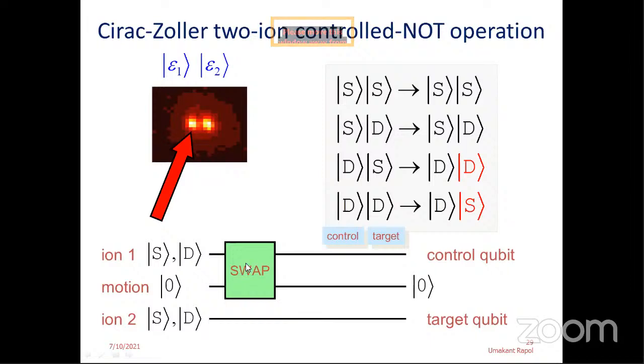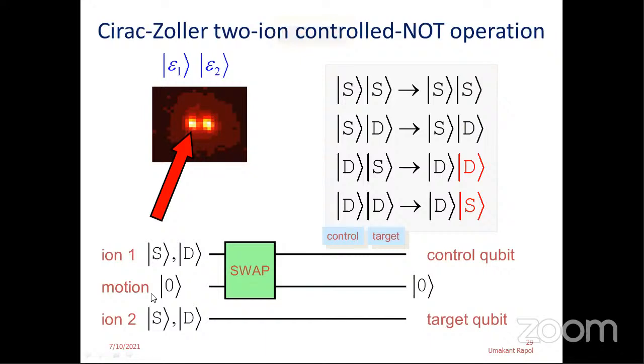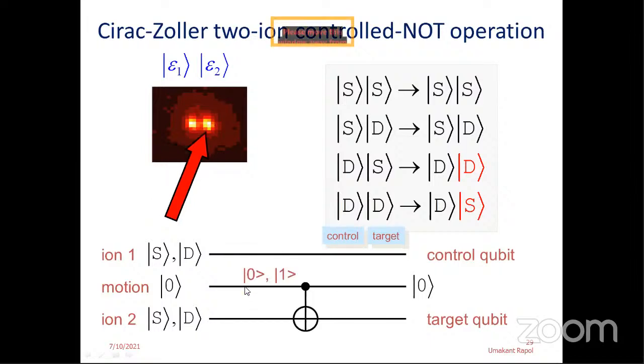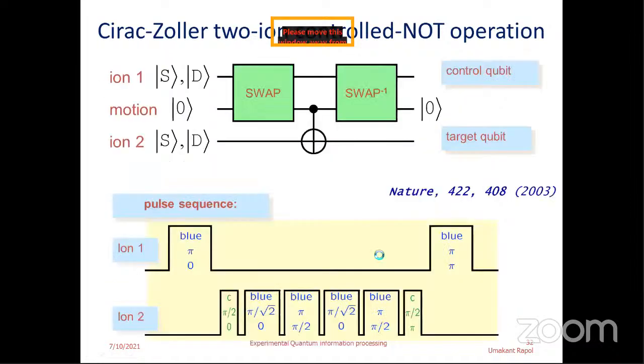And what you do is that you swap the internal state with the motional mode. So using the first ion, you swap the internal state to the motional mode, and you do an operation on the second ion depending on the state of the motional mode, and then the target qubit state changes, and then you swap the motional mode back into its original state. So this is how the Dirac-Zoller 2-qubit NOT gate works.